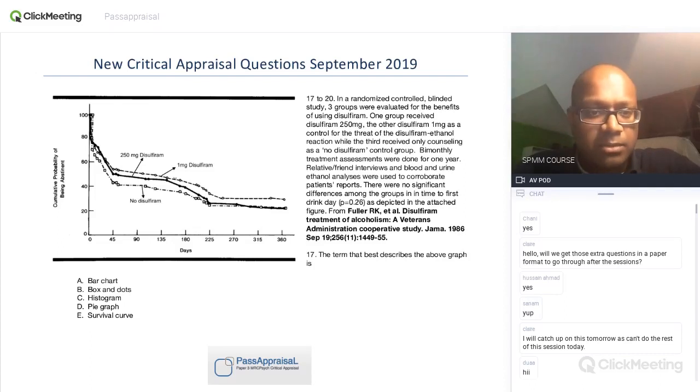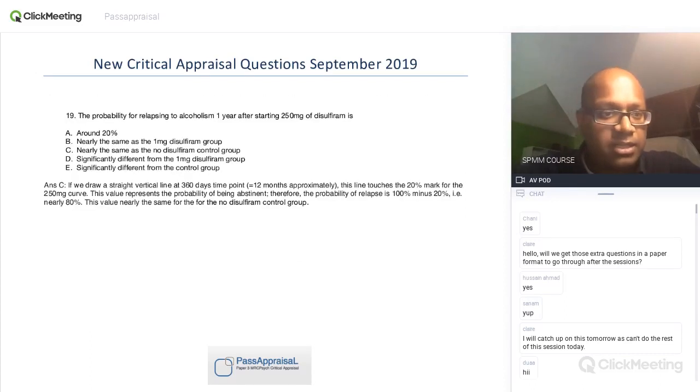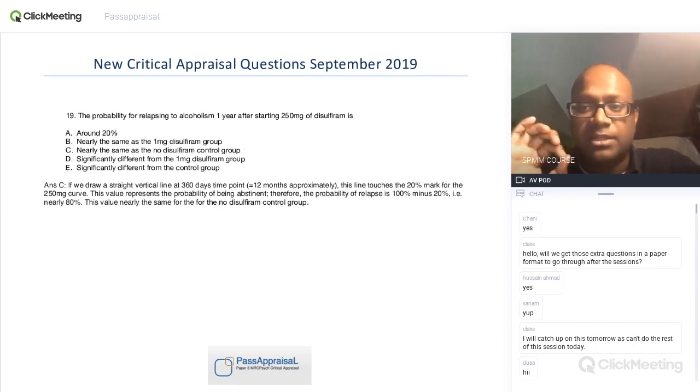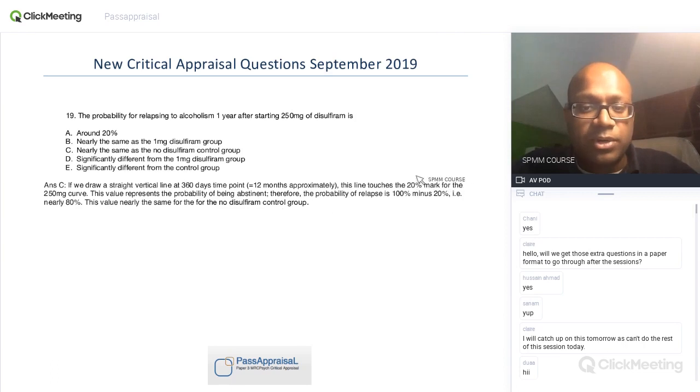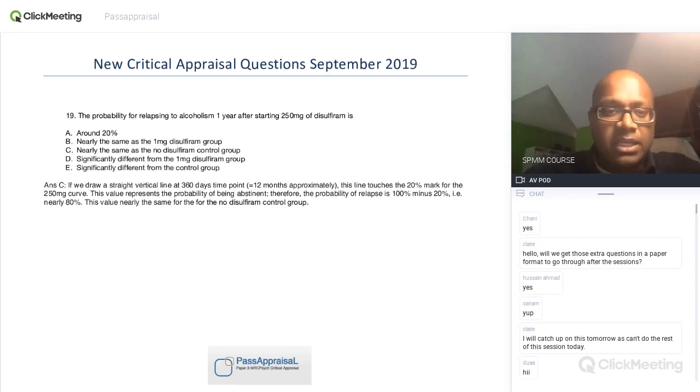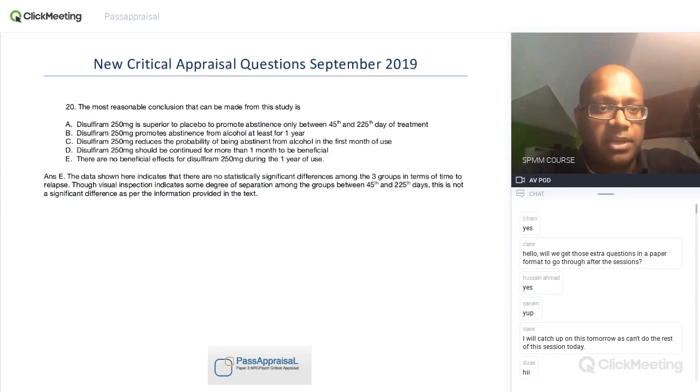Okay, so let's go back to the question and answer it. Nearly the same as the no disulfiram group is the right answer. So answer is C here. So, try and follow what I said. Draw a straight line, vertical line at the 360 days time point. This will touch the 20% mark, which means 80% is the probability of relapse. Okay. But this value is nearly the same for the no disulfiram group. So the answer is C. Okay. So let's move on to the next question, the last question in this Kaplan-Meier curve.